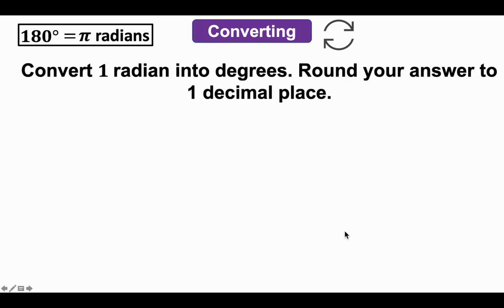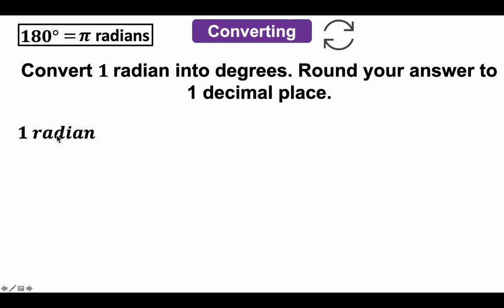Let's say 1 radian. Let's say we want to know how much a radian is in degrees, and then round your answer off to the decimal places. So again, start your question off with your current unit. Your current unit is a radian. So we're going to use this equation to help us out.